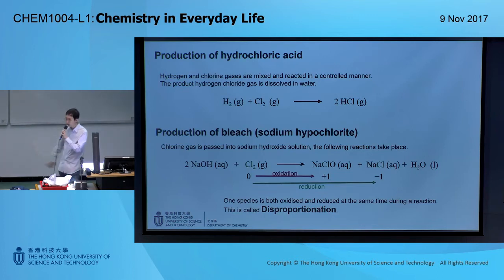Not evenly proportionating the electrons. So this is the name given to a reaction when one species is both oxidized and reduced at the same time in one single reaction. And this happens when we pass chlorine gas into sodium hydroxide to form sodium hypochlorite.